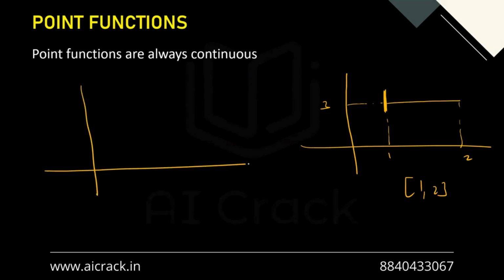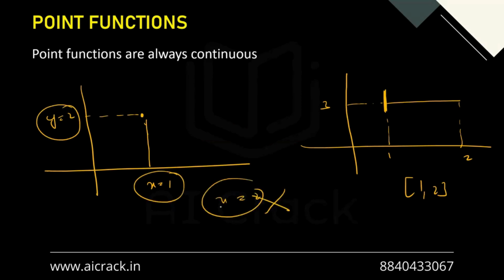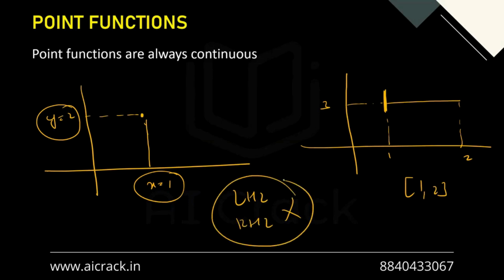Now let's talk about the point function. In the case of a point function, it is defined just at a point. Let's say this is x equals 1 and this value is y equals 2. So this function has just one value at one point. It's not defined at x equals 2. It's not defined at x equals 0. It's just defined at x equals 1. So is there any point in discussing LHL and RHL? There is no point in discussing LHL and RHL. If the function is defined at a point, we can simply say that the function is continuous. That was the mathematical logic behind that.